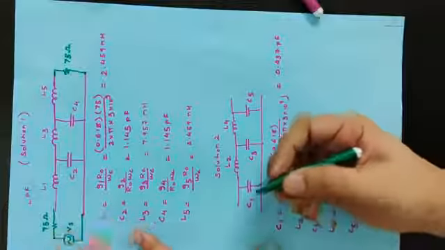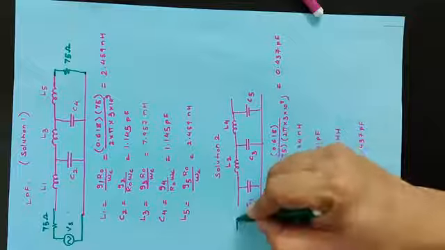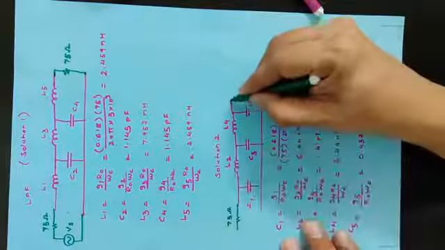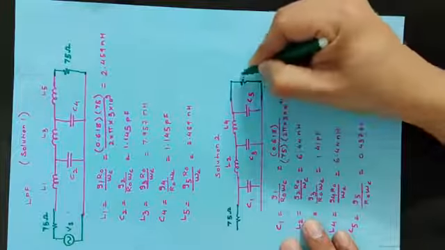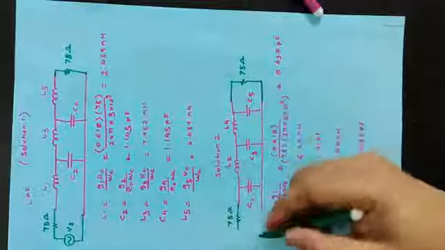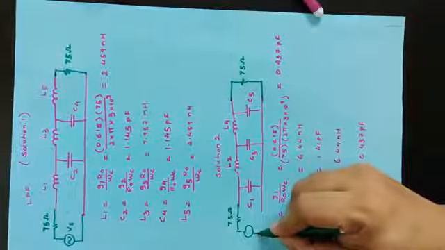Just I will complete this circuit diagram. So I will have the characteristic impedance 75 ohm as RS and RL, and I will have the source over here.